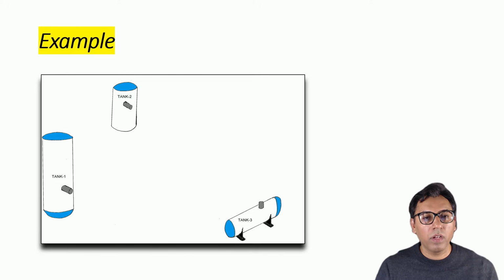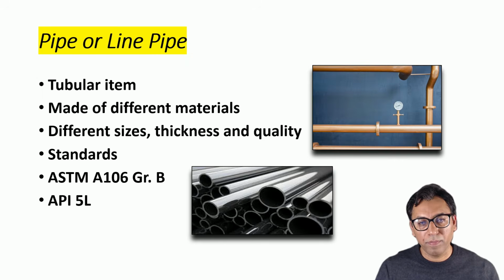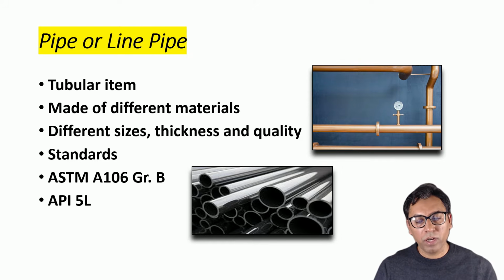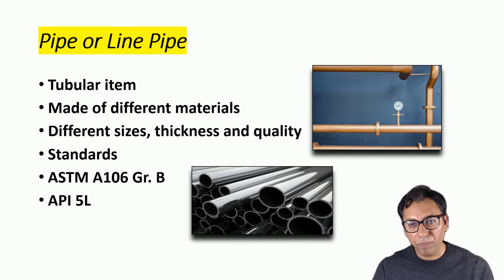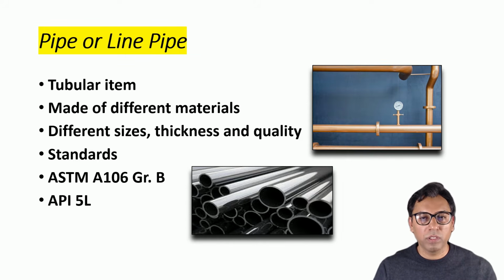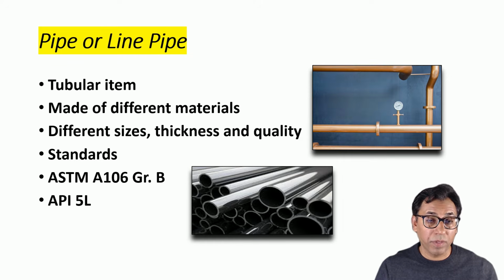Now let's first talk about pipe or line pipe. First, for each equipment component I will use in an example, I will try to explain briefly, and then I will use that particular component of the piping system in the example. Okay, so first things first, we will talk about what is a pipe, what is a line pipe, what are the important details we should know.